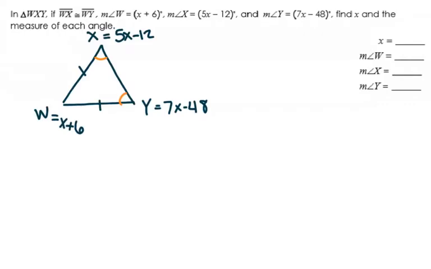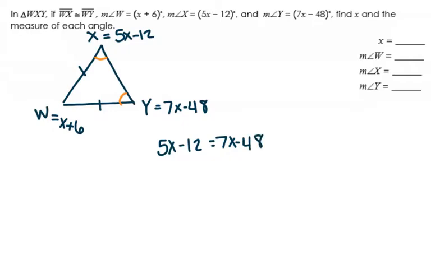Okay, so I want you to do the same thing. I want you to pause the video, and I want you to draw the picture. 1, 2, 3. So here's my picture, and then I know that x and y are the base angles, so they equal each other. So I'm going to set those two equal together.